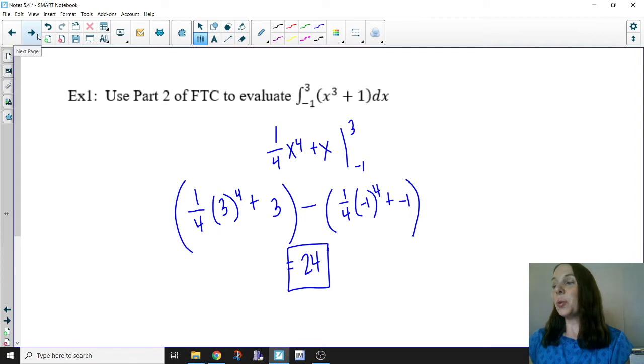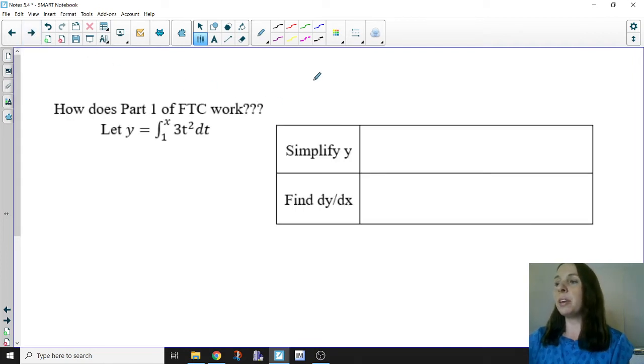So we already know how to do half of the fundamental theorem of calculus. The big question now is, how does part 1 of the fundamental theorem of calculus work? How do we work with part 1? I haven't even shown you what part 1 is yet, but I want to set it up by doing this part of our notes, and then we'll go back and write in what part 1 says.